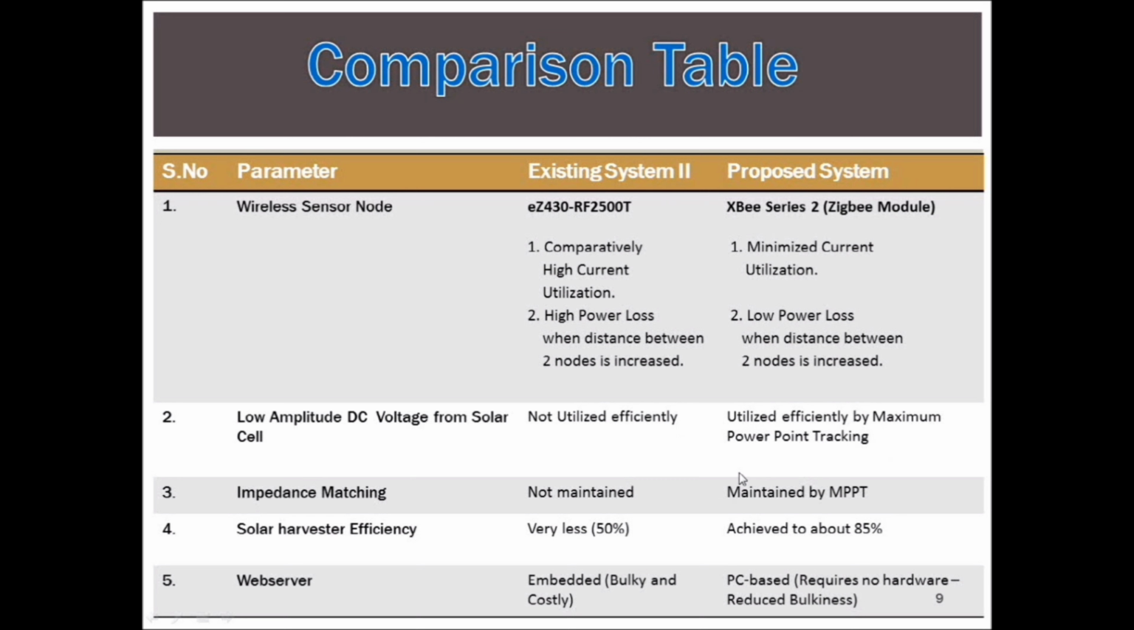That we make the solar energy harvesting system optimized with the help of an algorithm called maximum power point tracking algorithm. The fourth main comparison is about the solar harvester efficiency. Because of the optimized system, the efficiency is achieved to about 85%.